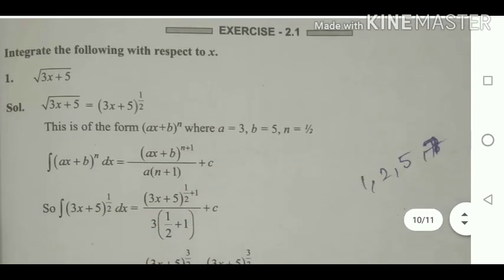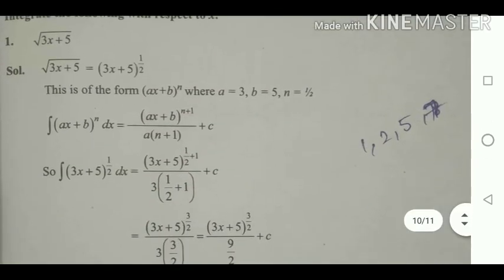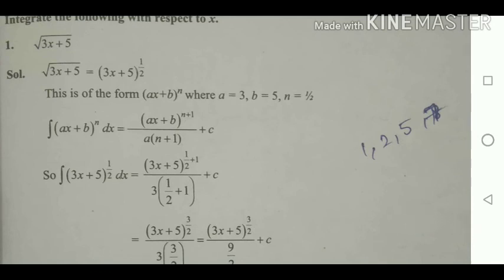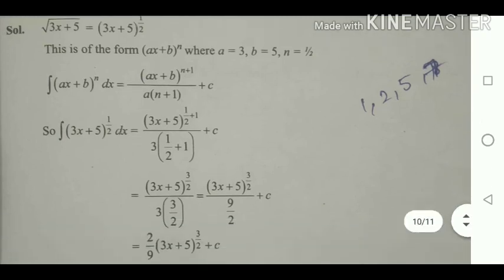Next, exercise 2.1, integrate the following with respect to x. Here integrate root of 3x plus 5, which means the power is 1 by 2. This is the form of (ax plus b) whole power n, where a equal to 3 and b equal to 5 and n equal to 1 by 2.